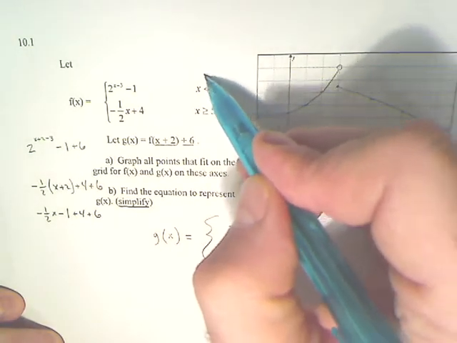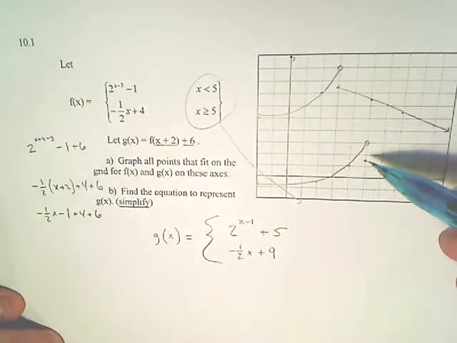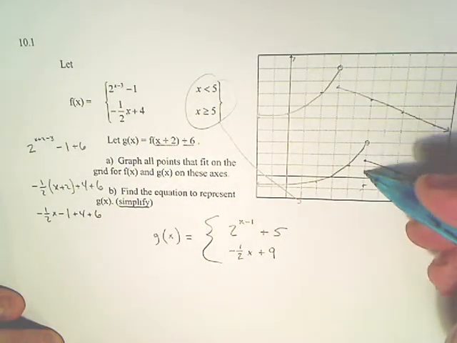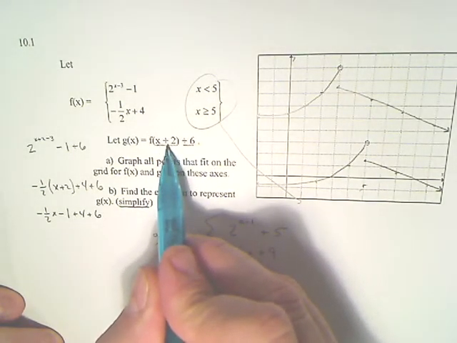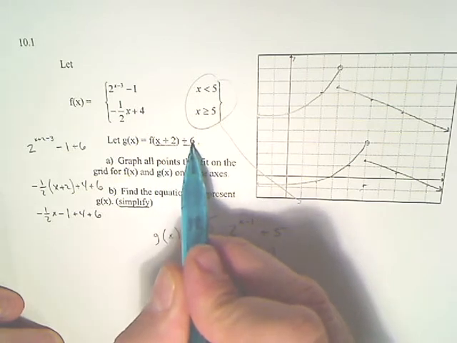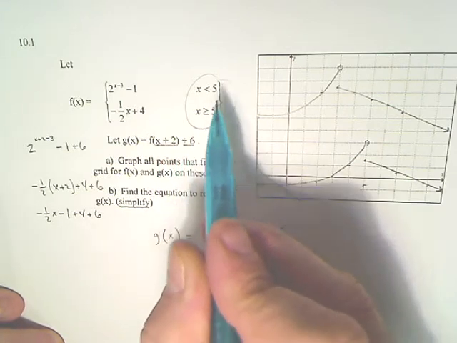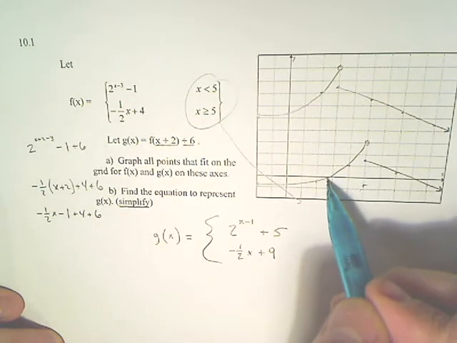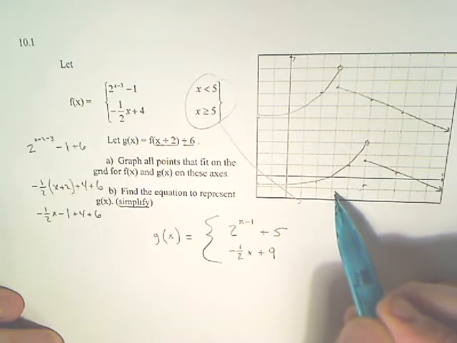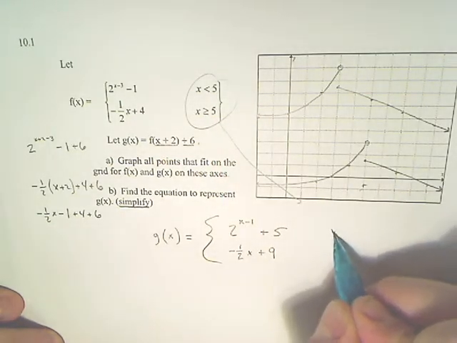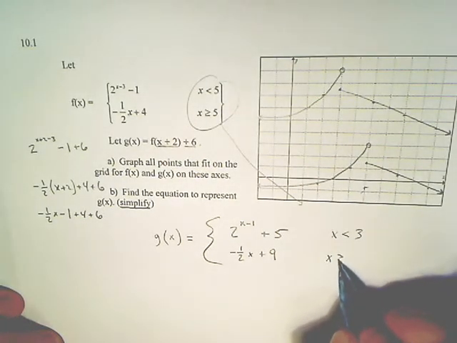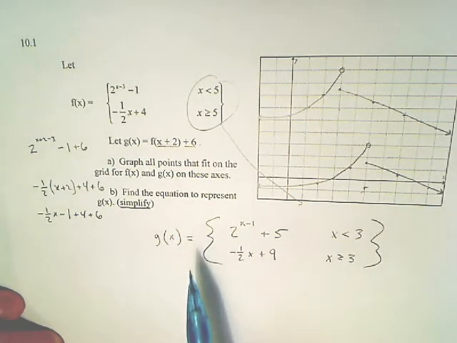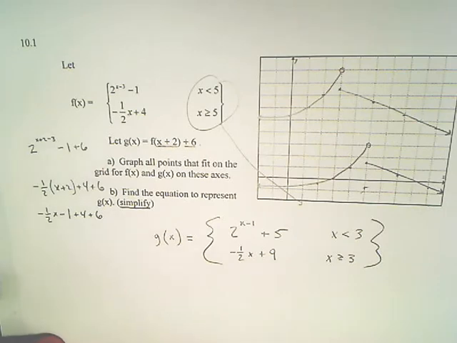Don't forget to change the domain restriction. The domain restriction on the original graph was this 5, and now it's at 3. What affects that? The left or right shift. This has been moved left 2. The up or down shift doesn't change the domain restriction. Moving the cutoffs from 5's left 2 now puts the cutoff at the x value of 3. So both of these 5's need to become 3's. And there is your equation, and that concludes that problem.